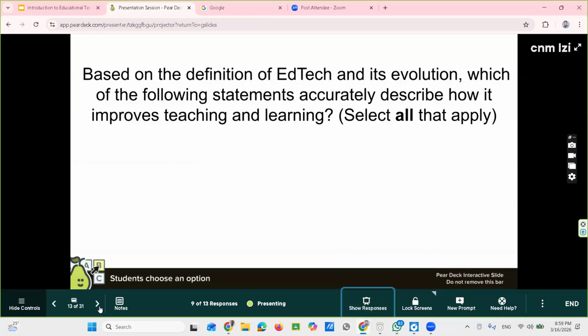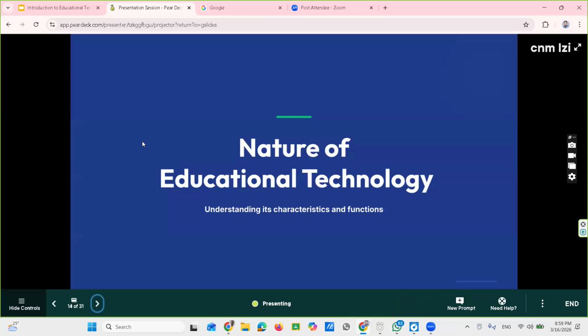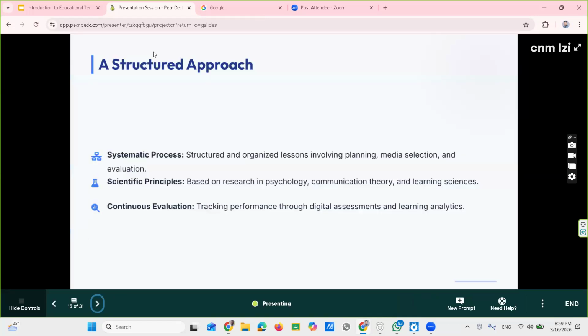Okay, moving to the next slide. Now we are going to discuss the nature of educational technology. Right, then look at the nature. Under that, a structured approach. The first nature we are going to point out is the structured approach. The structured approach means it is a systematic process, as mentioned earlier. Then scientific principles, and continuous evaluation.